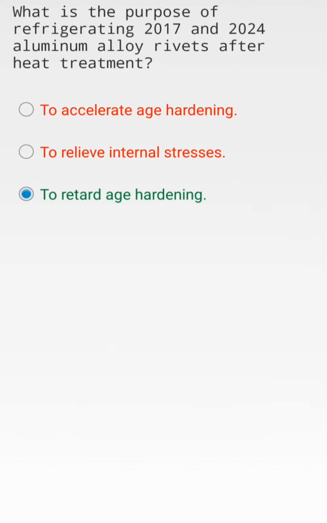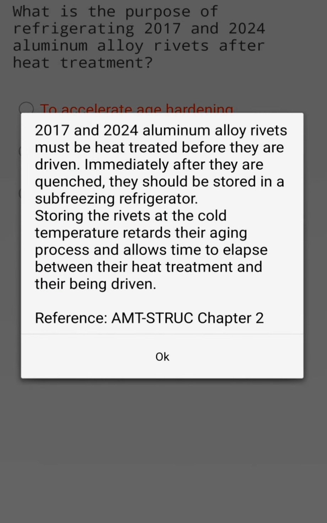What is the purpose of refrigerating 2017 and 2024 aluminum alloy rivets after heat treatment? To retard age hardening. 2017 and 2024 aluminum alloy rivets must be heat treated before they are driven. Immediately after they are quenched, they should be stored in a sub-freezing refrigerator. Storing the rivets at the cold temperature retards their aging process and allows time to elapse between their heat treatment and their being driven.